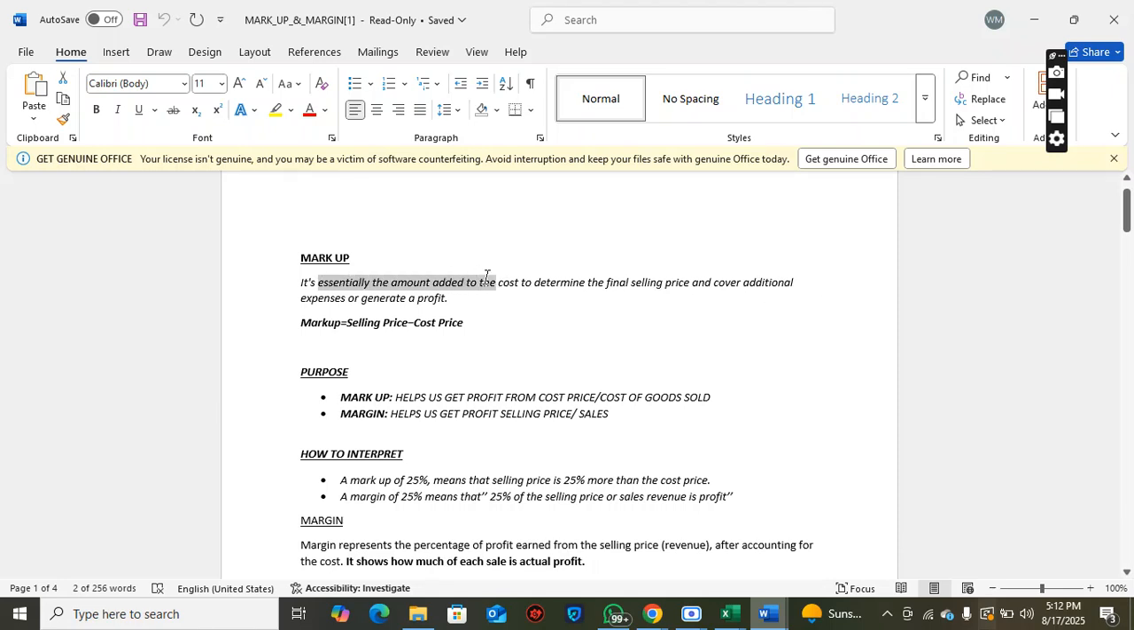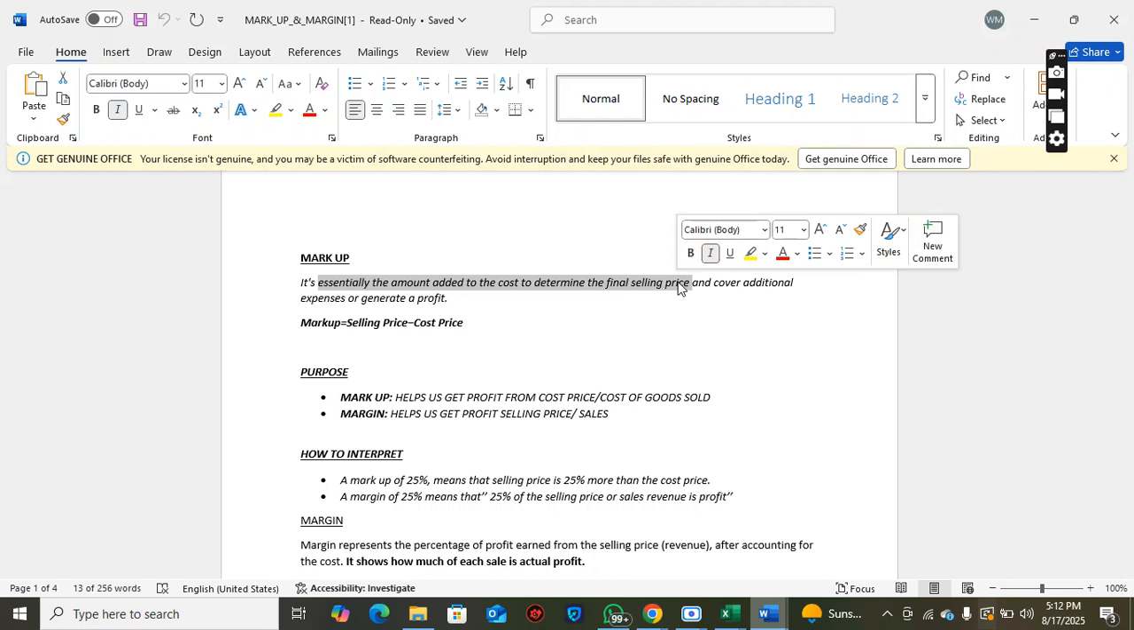Markup, the amount or the percentage added to the cost price to determine your selling price. And then your margin, the percentage of profit you earn from your selling price. Those are the two definitions.